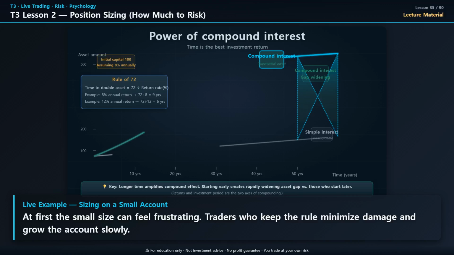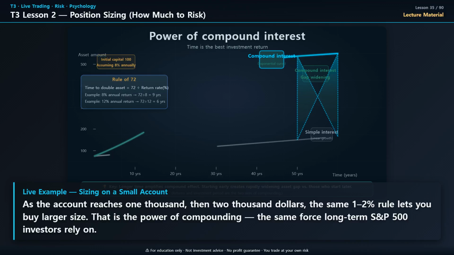At first, the small size can feel frustrating. Traders who keep the rule minimize damage and grow the account slowly. As the account reaches $1,000, then $2,000, the same 1 to 2% rule lets you buy larger size. That is the power of compounding, the same force long-term S&P 500 investors rely on.